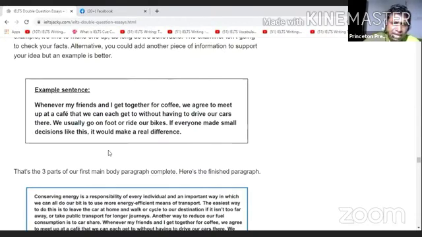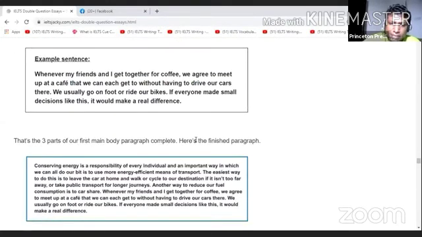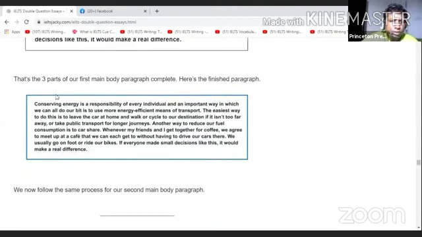Whenever my friends and I get together for coffee, we agree to meet up at a cafe that we can get to without having to drive our cars there. We usually go on foot or ride our bikes. If everyone makes small decisions like this, it would make a real difference. This is an example. That's all three parts of the main paragraph.